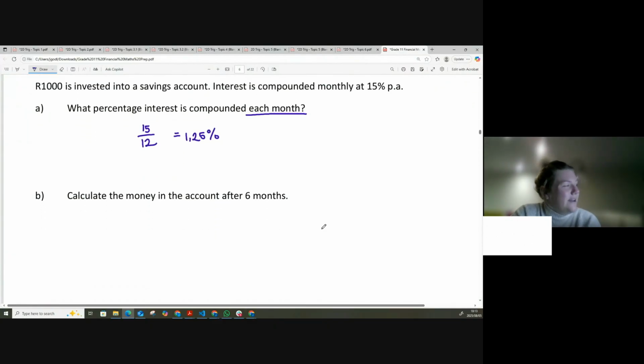Okay. For question 2, we need to think about our grocery list. So for question 2, we need to think about what's our P, what's our A, what's our I, what's our N. We know that it's being compounded, which means we're going to be using our compound interest formula. That is all the help I'm going to give you. See if you can figure that one out for me.